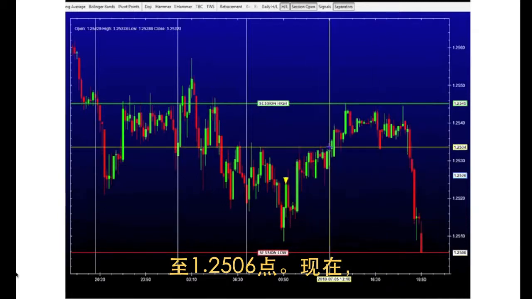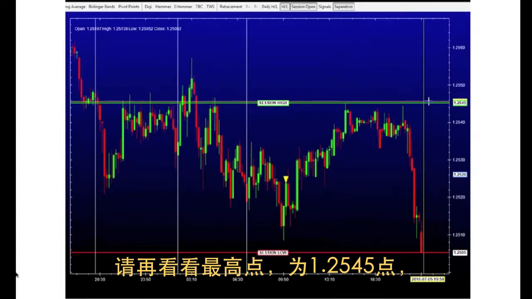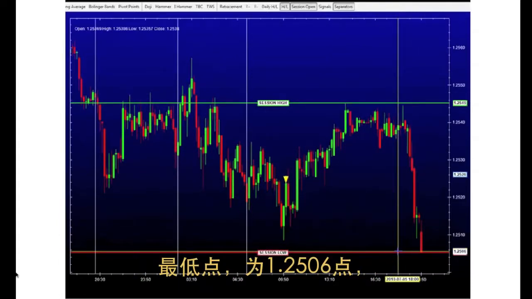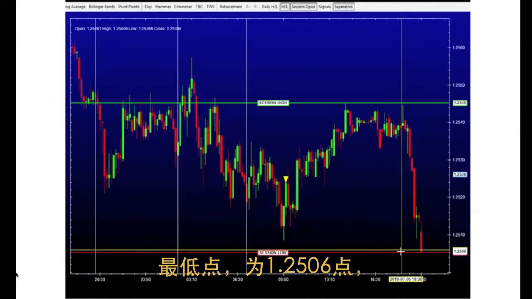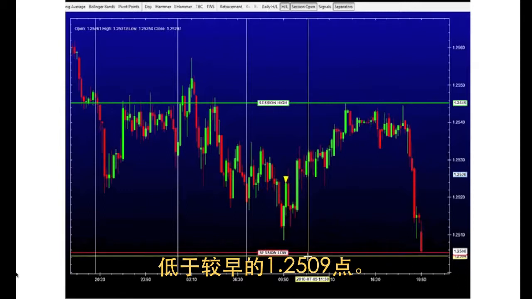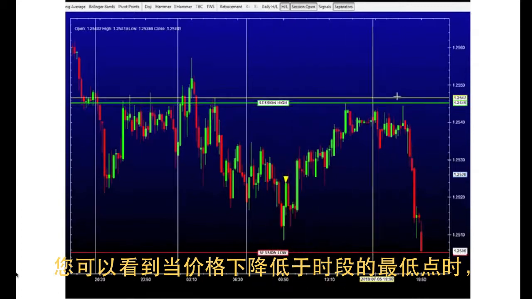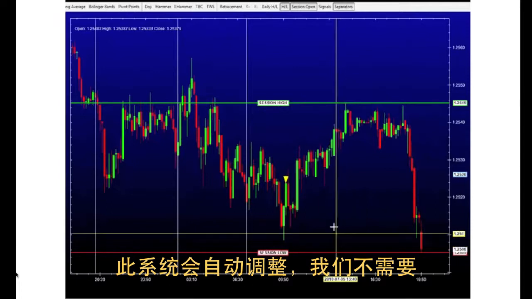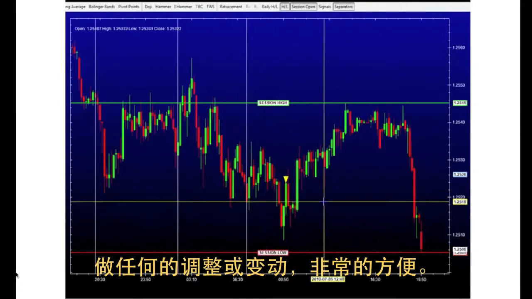Now take a look at the highest level. Session high is 125.45. Look at where the lowest price is, 125.06. It was just at 125.09. As you can see, as the price moved lower, so did the session low. It does it automatically for us, so we don't have to change or draw any white lines across our chart. The system already does it for us, giving us a clear indication of the highest and the lowest levels of the session that we're trading.